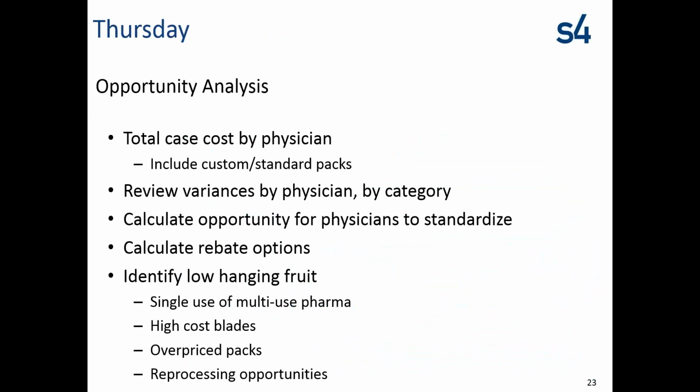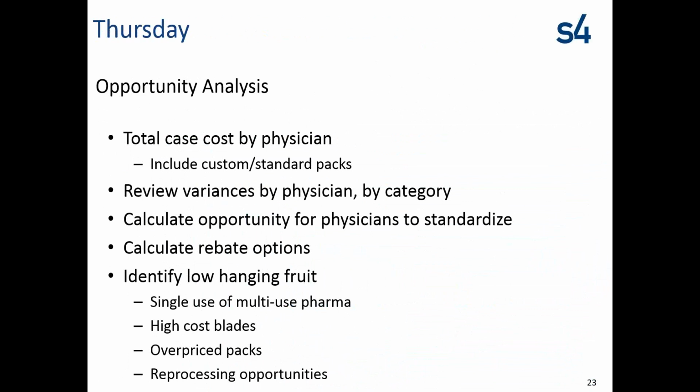Now on Thursday, we can do our opportunity analysis. So now that we know what's on our pref card, we can total those items. We can categorize them in the way we described earlier. So what's within the pack, what's outside the pack, what are our pharmaceuticals, what are those things that are blades, or however we choose to categorize those things, so we can start to look at the trends from one surgeon to another. So that's an important step there.